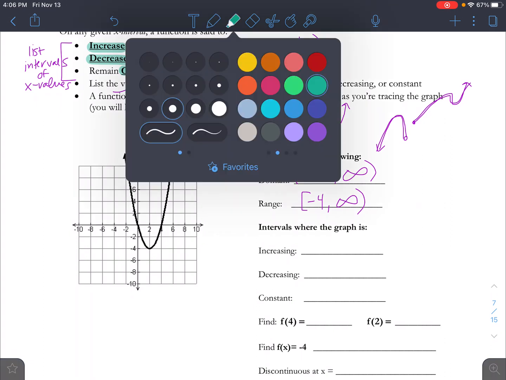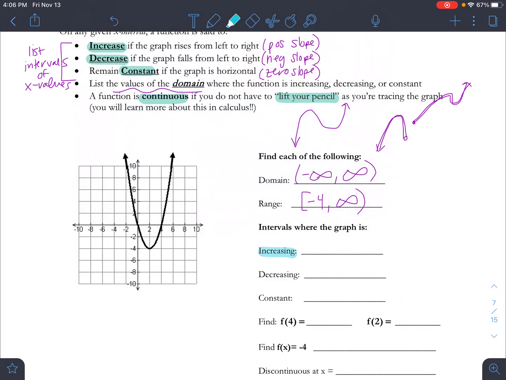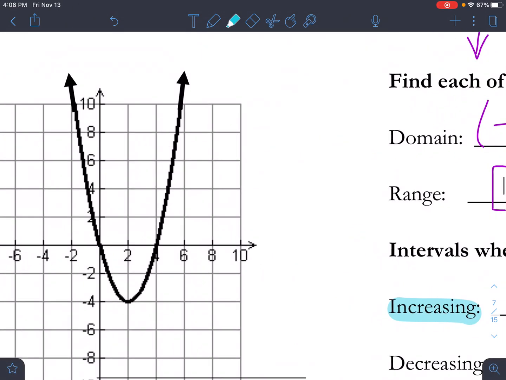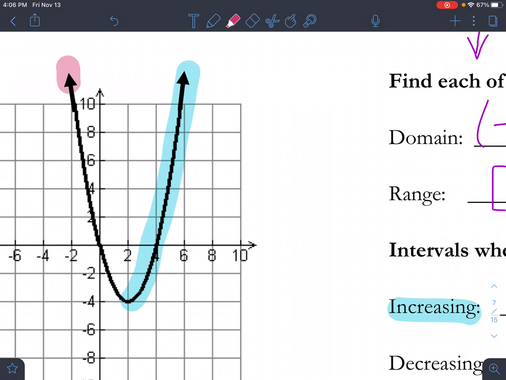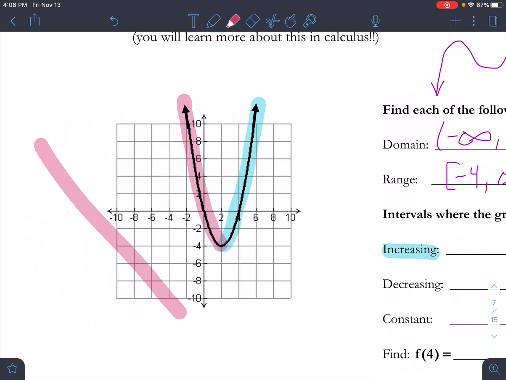Increasing, decreasing, and constant. Here's what I want you to look for. Increasing I'll do in blue here. You want to look at where this graph is generally positive. Positive slope. Remember, positive slope looks like this, right? Rises from left to right. So if I was looking at my graph, I would say from here to here, it has a positive slope. And in pink here, I'll do negative. From here to here, it's decreasing, right? A negative slope of a line looks something like that, dropping from left to right.